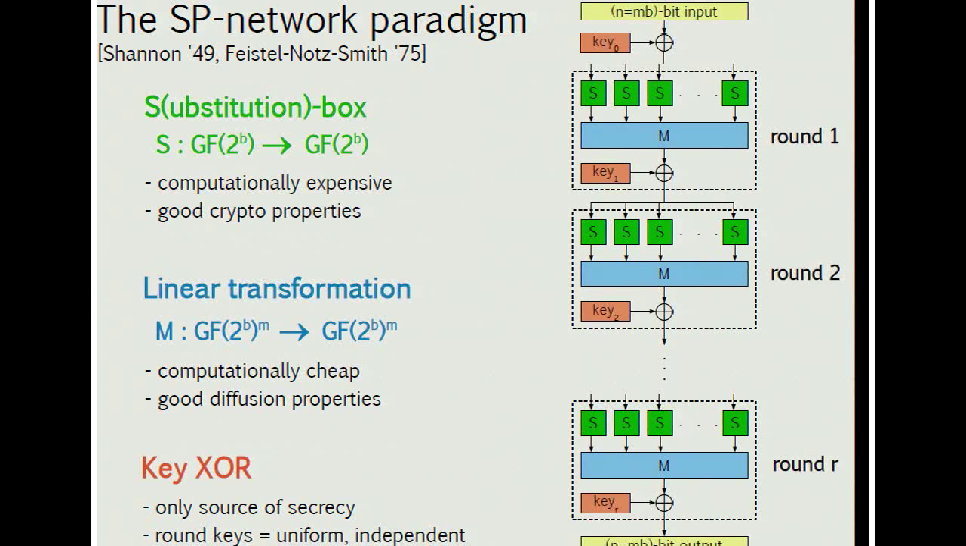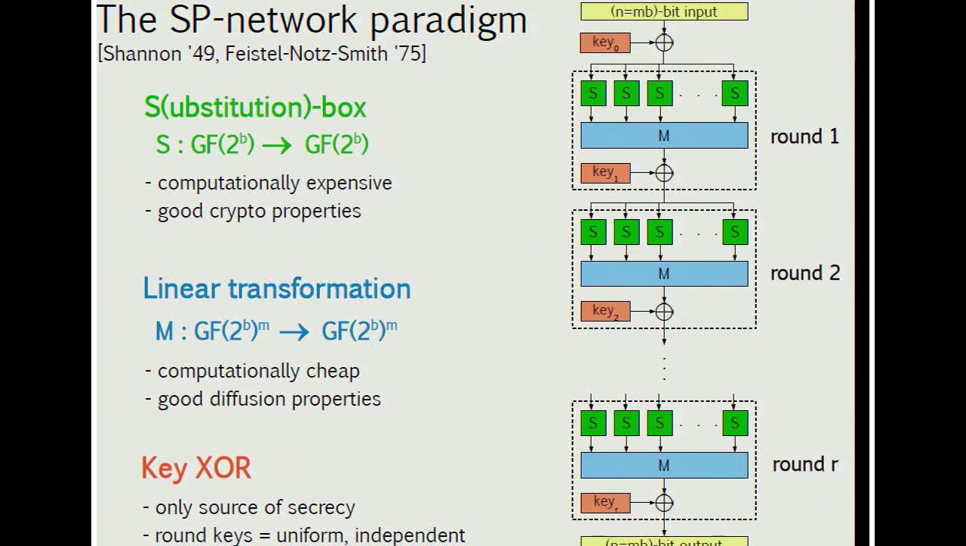OK. So what is an SP network? Again, this is probably a review for most people in the room. But an SP network is an algorithm on n bits. And it's computed over a number of rounds, r. And each round has three steps. In the first step, the input is broken into chunks. And here I'm going to use b to denote the size of each of these chunks. And each chunk is run through what's called the S-box, the substitution box, in parallel.